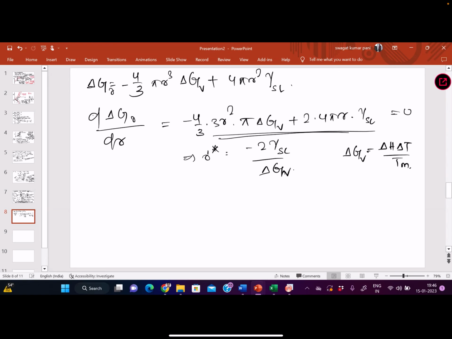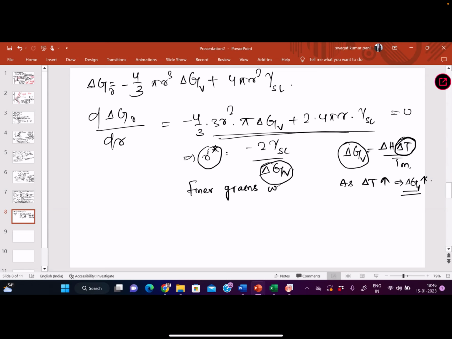So from here you can see, if you increase the undercooling, that is with delta T, what will happen? Delta GV will increase. As delta T increases, delta GV will also increase. So if delta GV increases, in the denominator it is there, so R star will decrease. So this is the reason we get finer grains when undercooling is high.